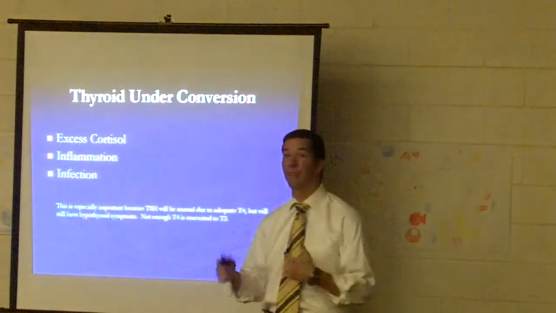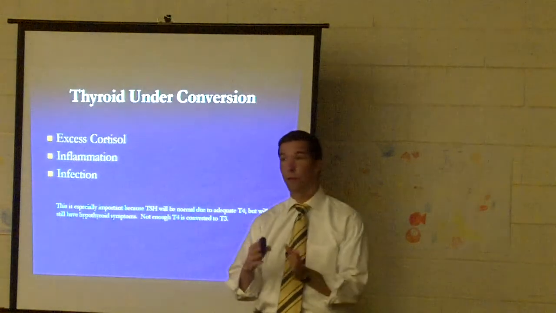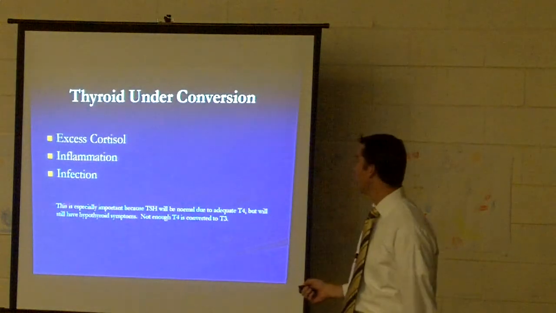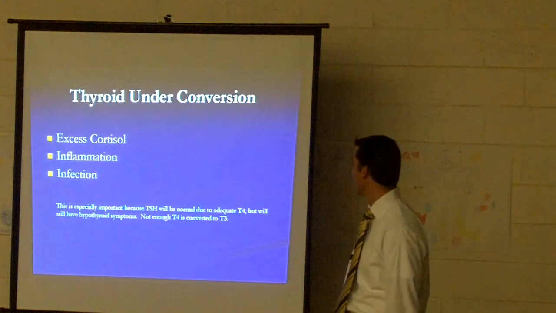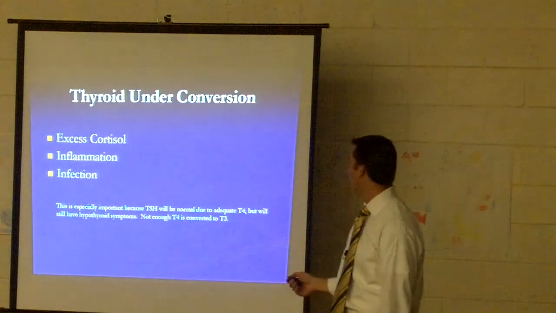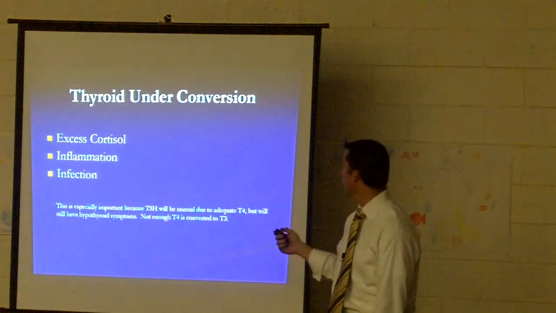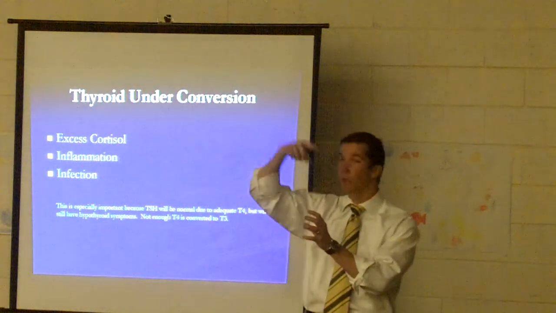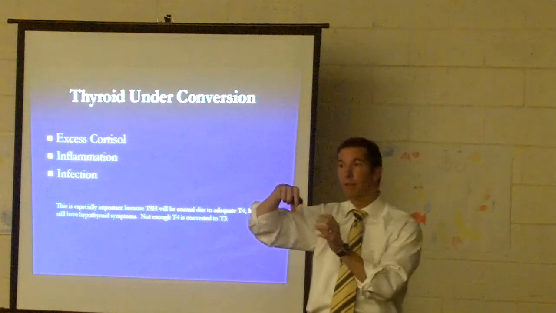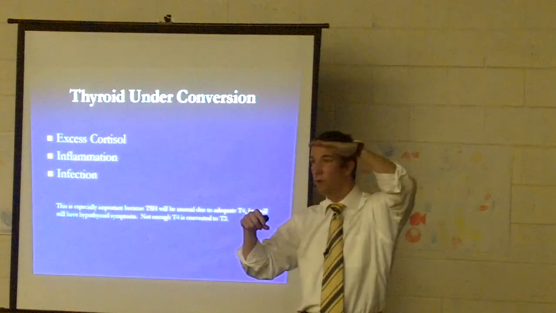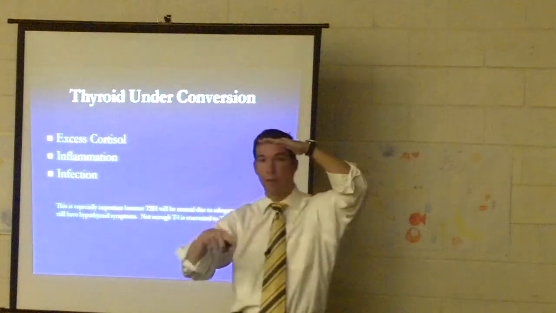Inflammation is caused by a lot of different things, and it all depends on you and your own physiology and your own sensitivities. We'll talk about that in a minute. Infection's another one that can cause underconversion. The important thing I want you to know is that the TSH will be normal, so it's not converting enough thyroid hormone to T3. Remember, we need T3, but it's not converting enough of it. The TSH will still look normal because there's plenty of T4, but there's not enough T3.